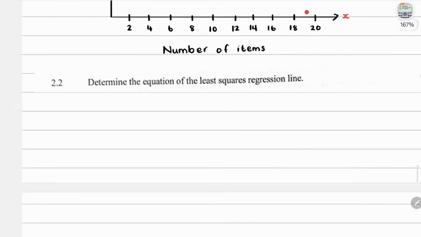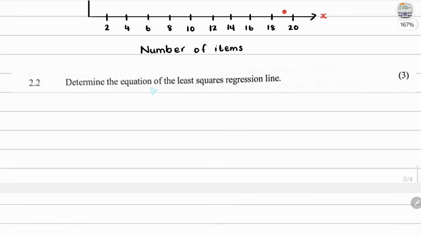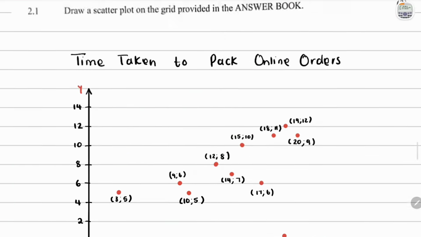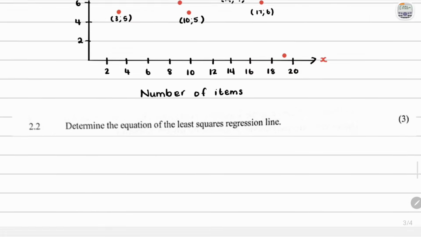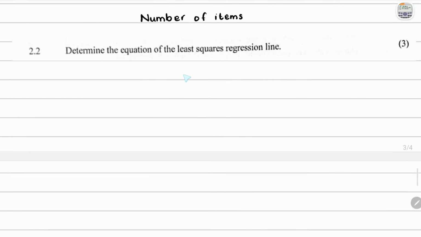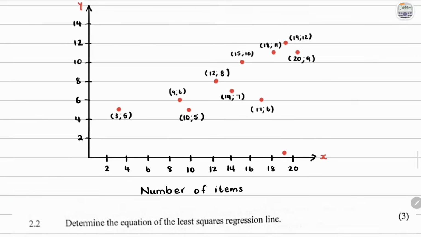The next question, 2.2, asks us to determine the equation of the least squares regression line. So we're going to have to use these data values to do that. Just remember that the equation of the least squares regression line is y equals a plus bx. So all we're looking for is the value of a and the value of b. Let's go ahead and find that.